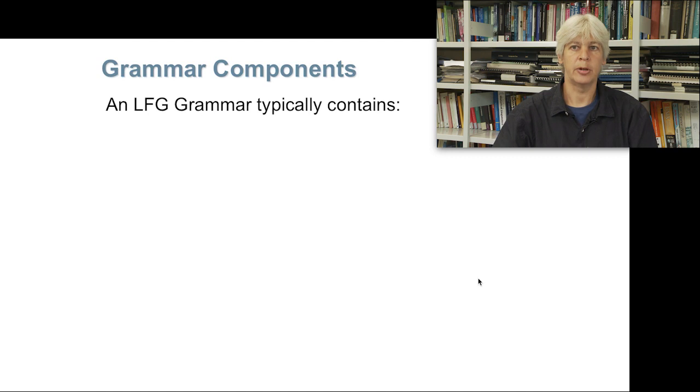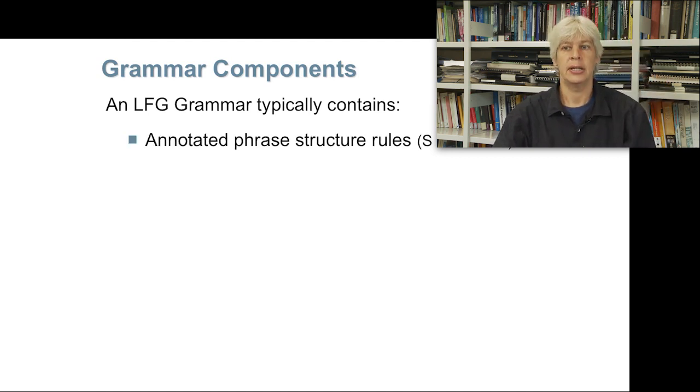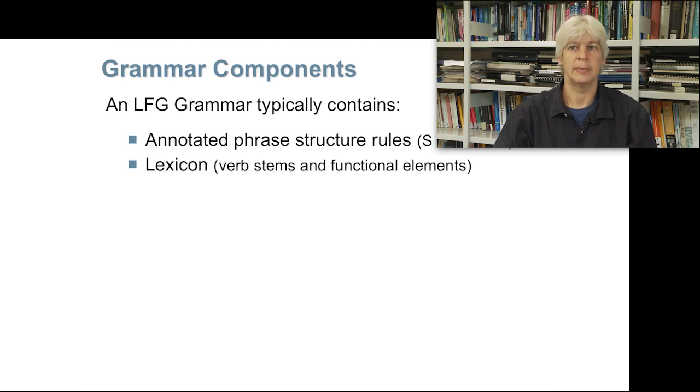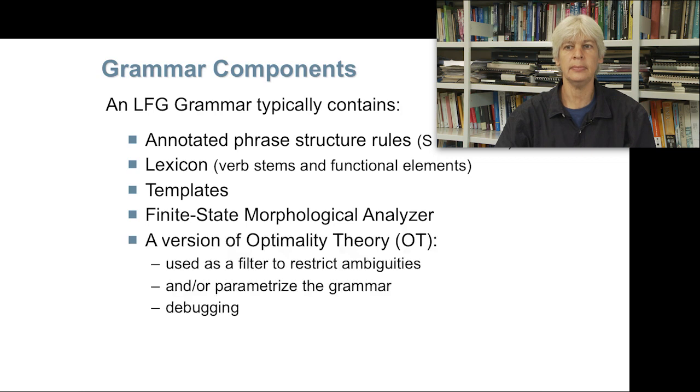The XLE grammar components. An LFG XLE grammar typically contains annotated phrase structure rules, which give you the trees that we've just seen, the C-structure trees. A lexicon, which consists of verb stems and functional elements, assuming that you have a finite state morphological analyzer, so you don't have to have a full form lexicon. You have templates, which allow you to express generalizations. And you have a finite state morphological analyzer, which gives you all the morphological analysis.